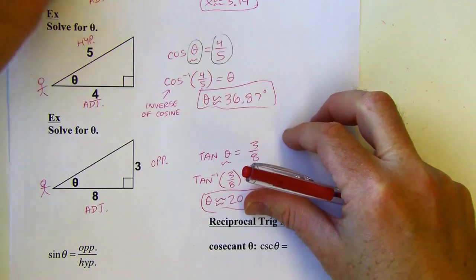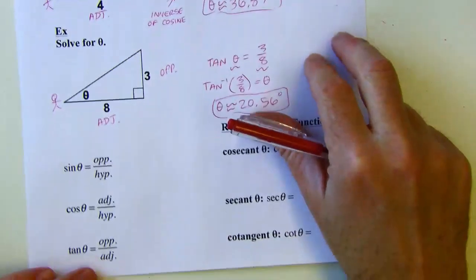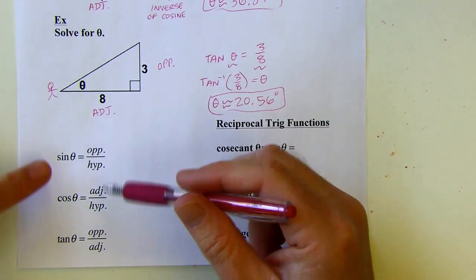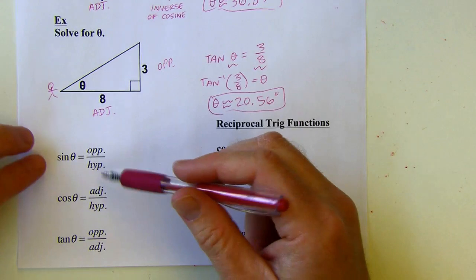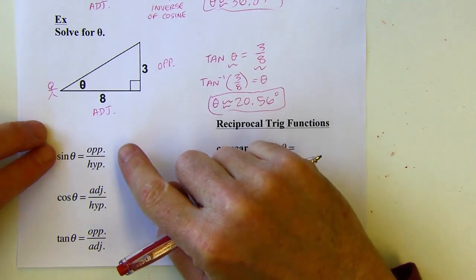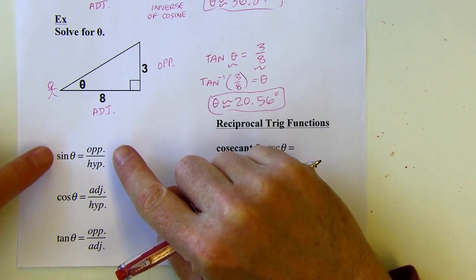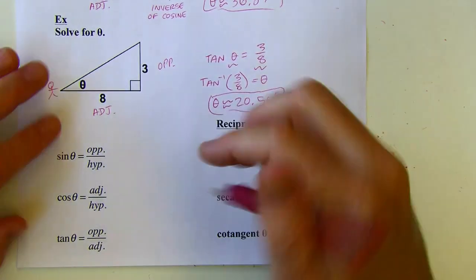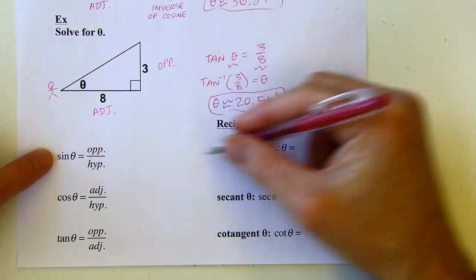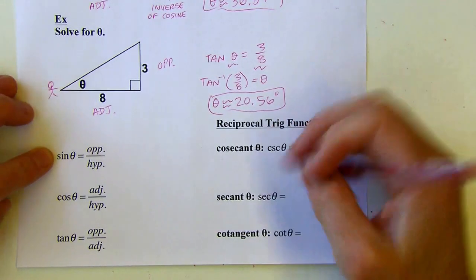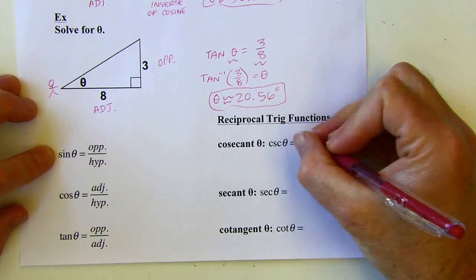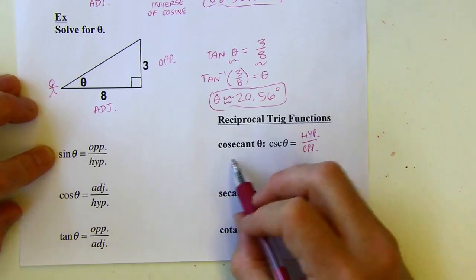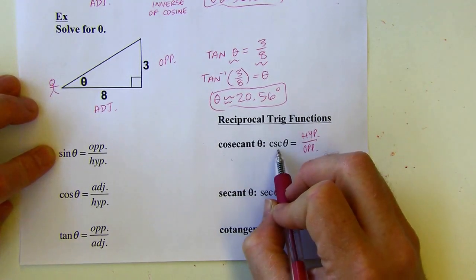There's something else called reciprocal trig functions, and these sometimes get confused. So here are my three basic trig functions, but let's say you wanted to do hypotenuse over opposite instead of opposite over hypotenuse. Well, you could do that. It's called cosecant. I put this right by the sine one because it's the reciprocal. So that just means you flip it upside down. So this would be the hypotenuse over the opposite, cosecant. Here's the 3-letter abbreviation for that.